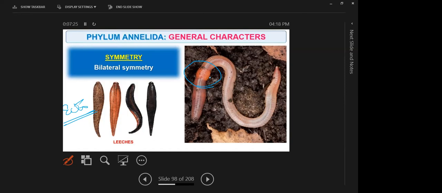So what is the scientific name of leech? It's given in your NCERT. Earthworm, it's given in your NCERT. Nereis, it's given in your NCERT. All the 3 examples. Nereis is an aquatic annelid.